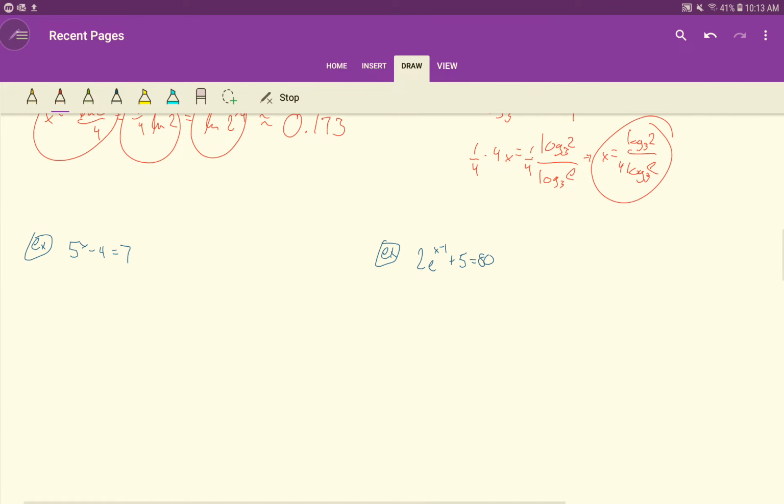Let's continue solving. So we'll add 4 to both sides, and we get 5 to the x equals 11. For this one, I will match the base, so I will use log base 5 of 5 to the x equals log base 5 of 11. These will cancel, all this is just x, and so x is exactly log base 5 of 11. Then you go to your graphing calculator. I'm just going to type this one in.